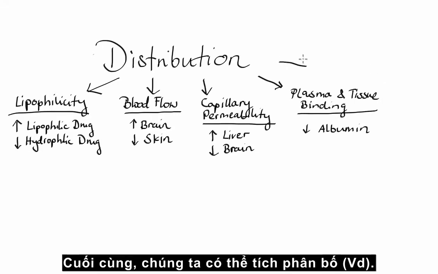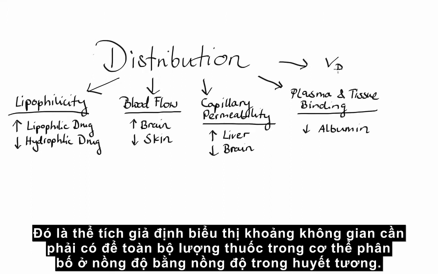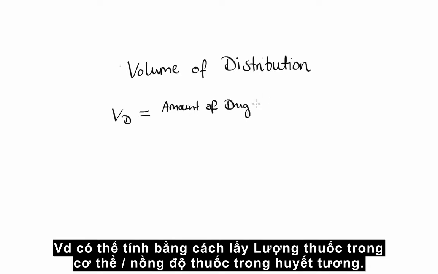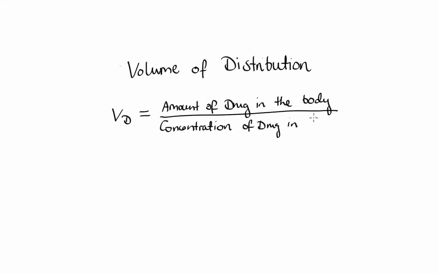Finally, we need to factor in the volume of distribution, which is the theoretical volume that the drug would have to occupy in order to produce the concentration that's present in blood plasma. So volume of distribution can be calculated by taking the amount of drug in the body and dividing it by the concentration of drug in blood plasma.